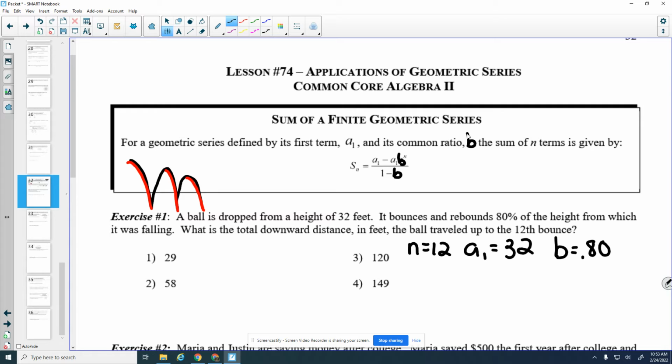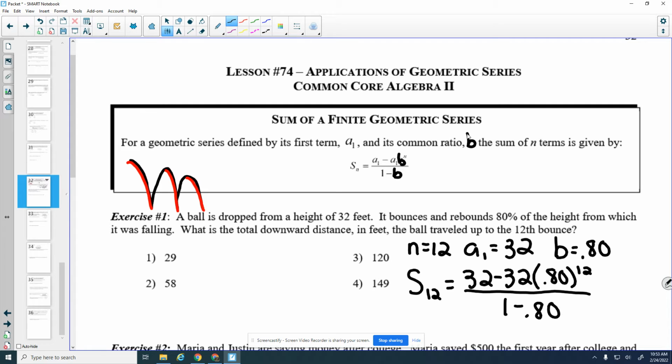So now we're going to plug it into the formula. We are finding S sub 12 because that's the value of n. 32 minus 32 times r to the n, so r to the 12th, b to the 12th. We changed it to b, so 1 minus 0.80 for 1 minus b on the bottom. Every once in a while I still say r because I'm used to saying it that way, but it is really tricky. So we're going to have a different r in this lesson that will just really complicate things. So I'm going to type this all in my calculator to find S sub 12. That would give me 149.